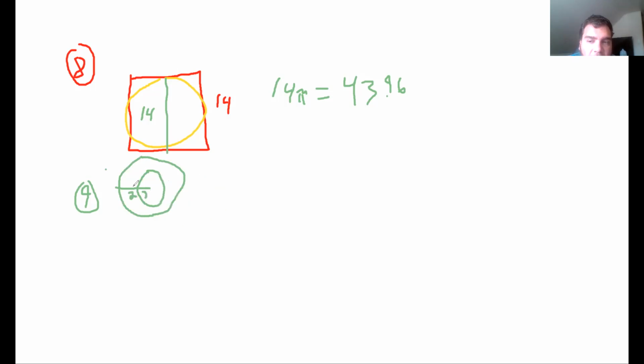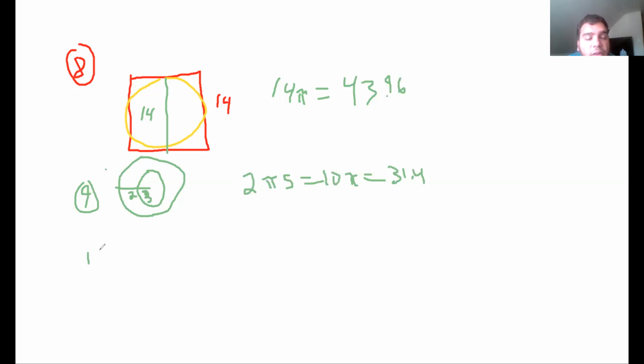So this whole line is going to make the radius of the big circle. So if this is a 3 and this is a 2, the whole radius is 5. So it's 2 times pi times 5, which is 10 pi, which is 31.4. So that's for number 9.